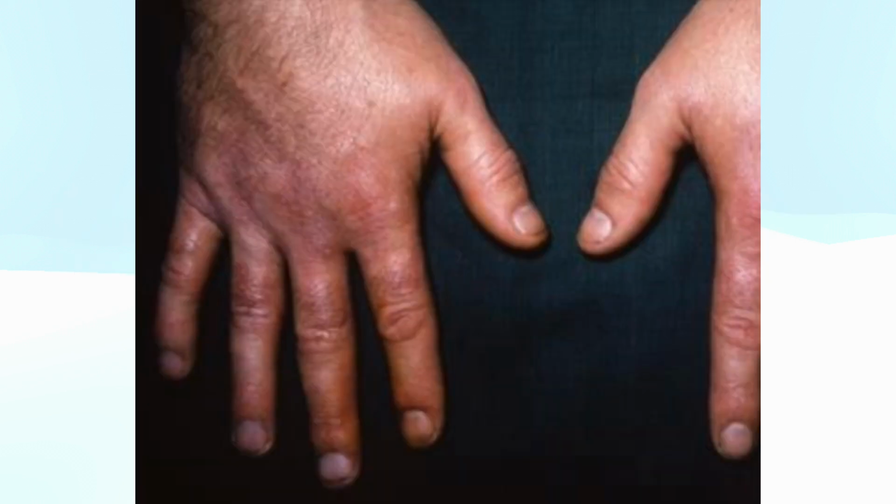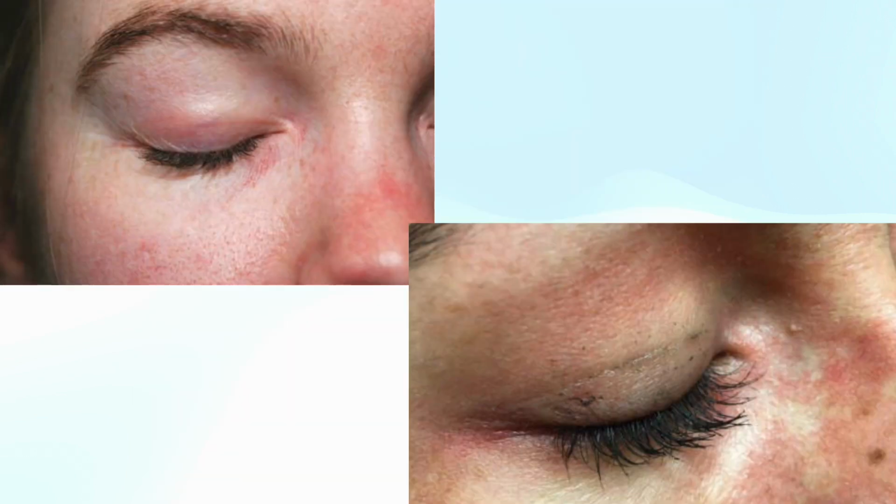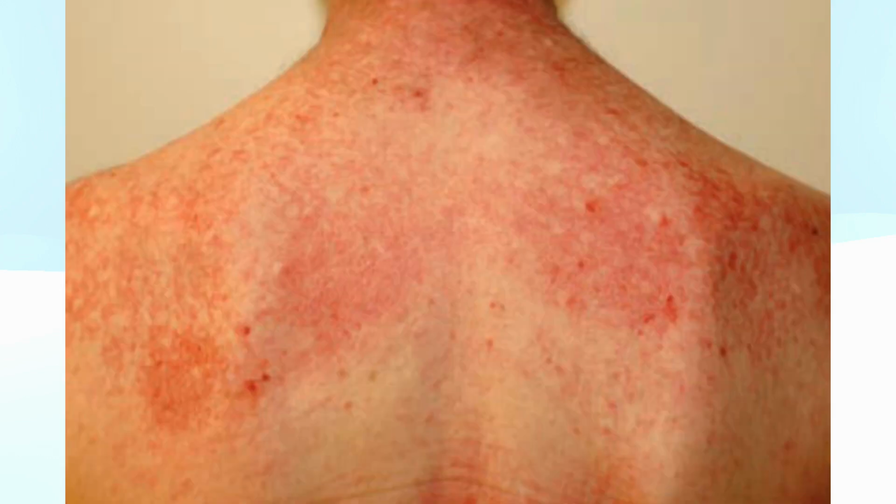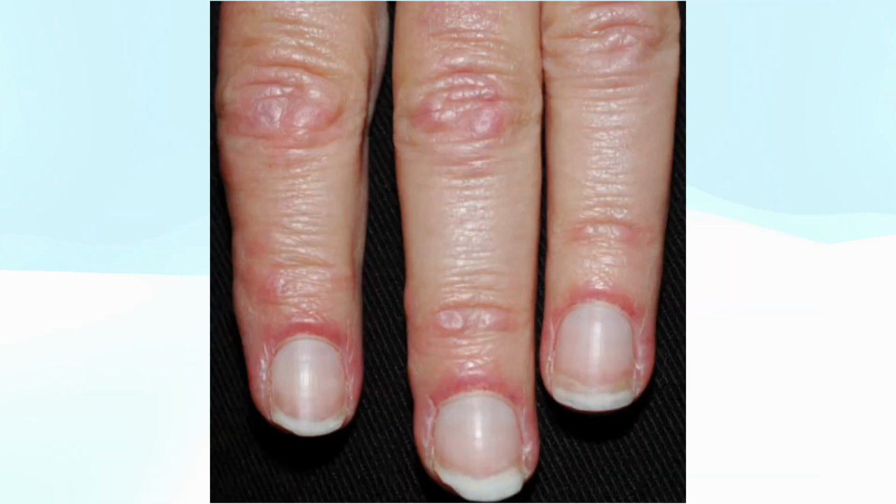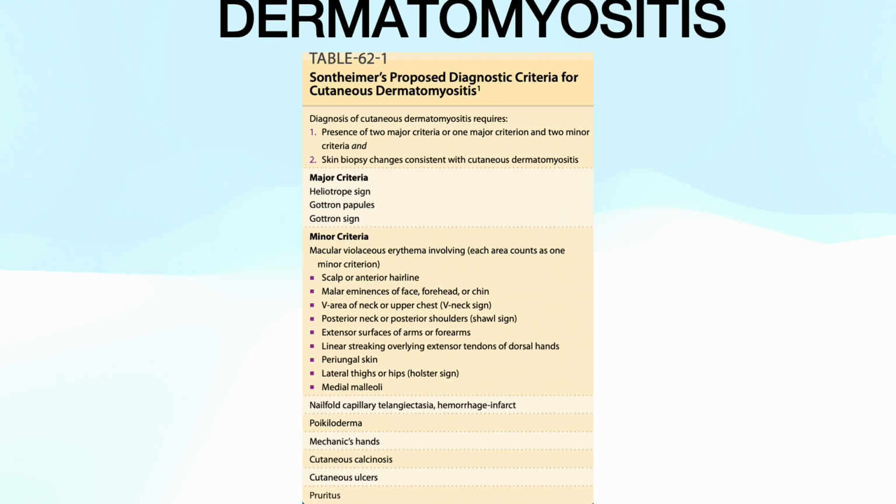Gottron's papules. This is nothing other than your dermatologic rash, myositis. Okay. Dermatomyositis. Yes, this is dermatomyositis. This is one of the examiner's favorite topics. There is a diagnostic criteria for that.